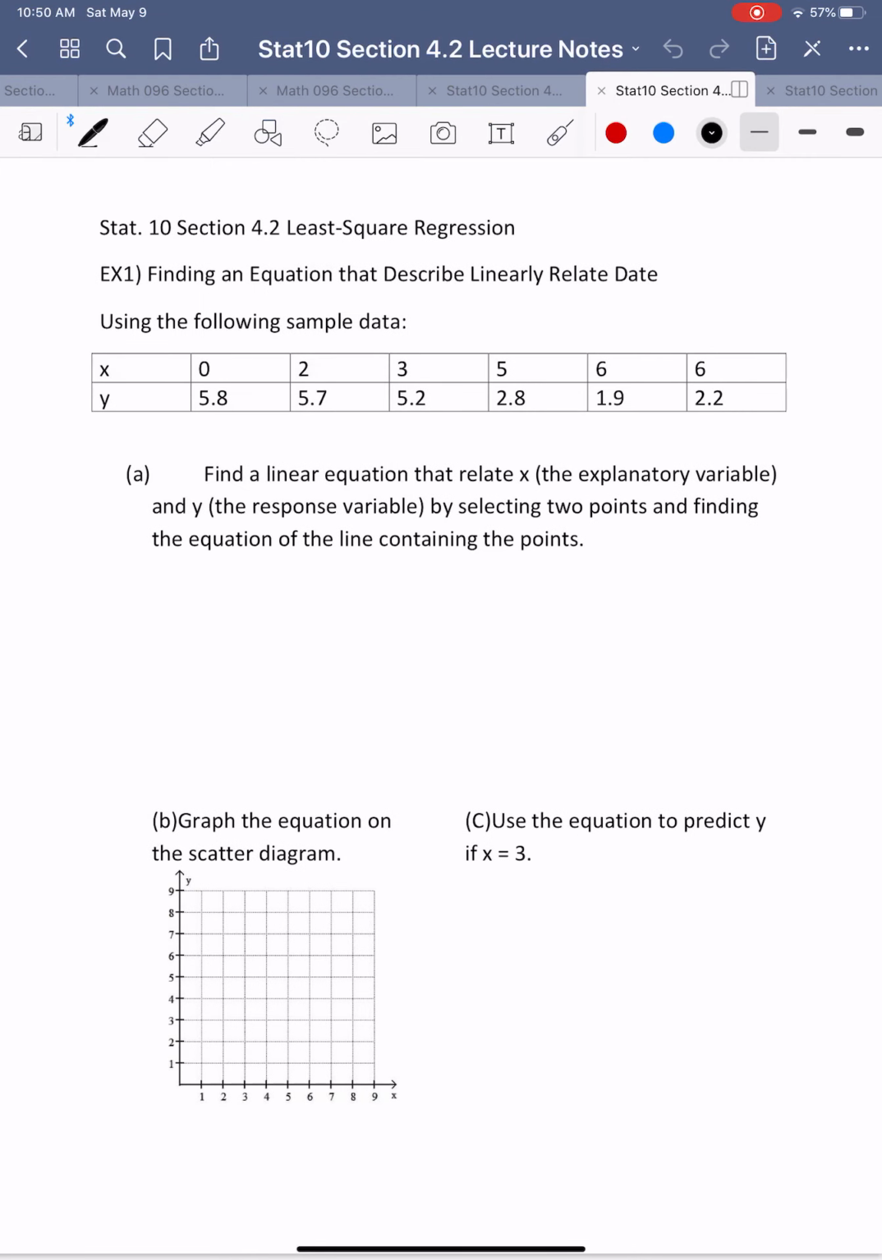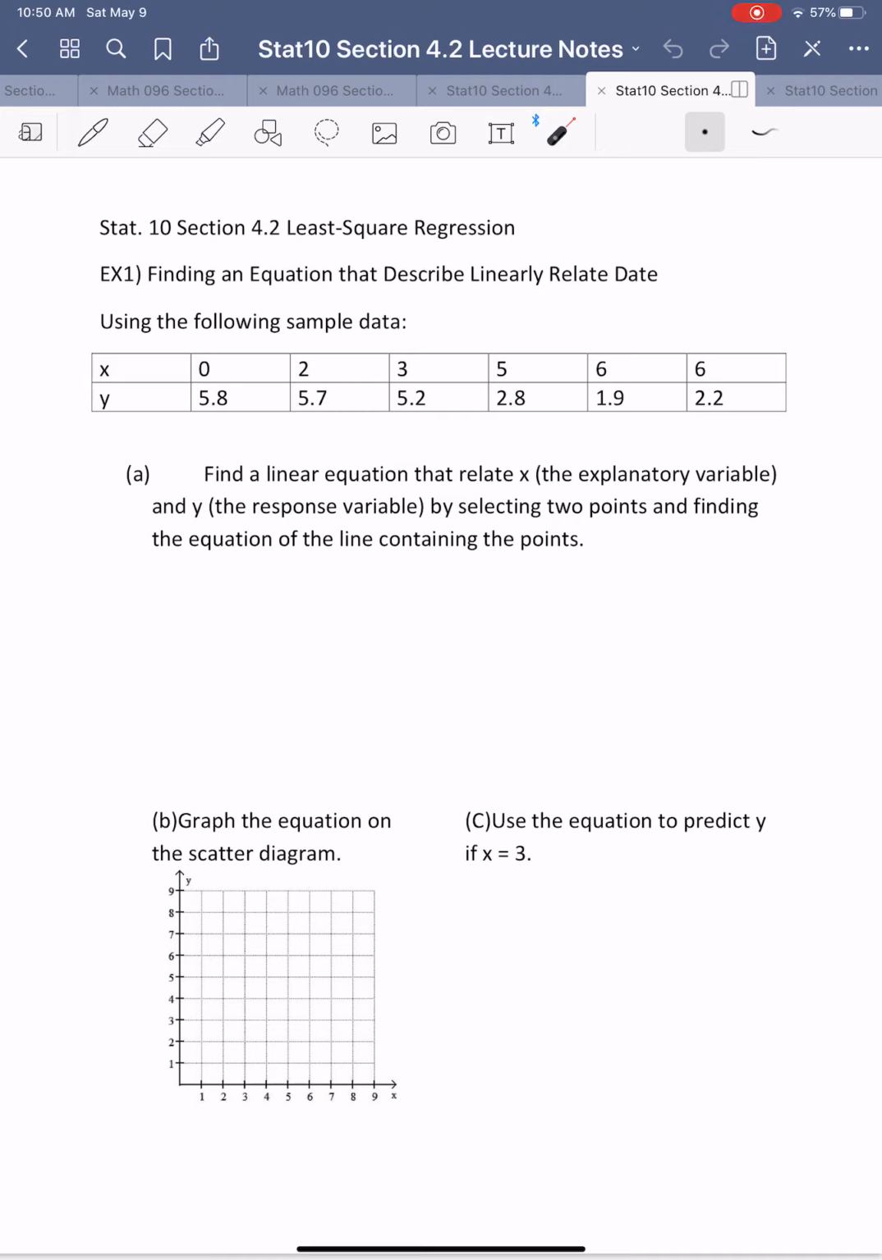Hello, this is section 4.2, least squares regression. So, finding an equation that describes linearly related data. We're going to use the following data set, where x is the number we have here and y is the number we have here as a relation. Okay, so A: finding a linear relation that relates x, the explanatory variable, and y, the response variable, by selecting 2 points.